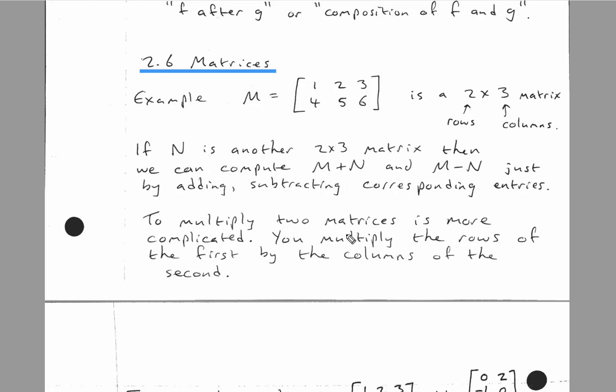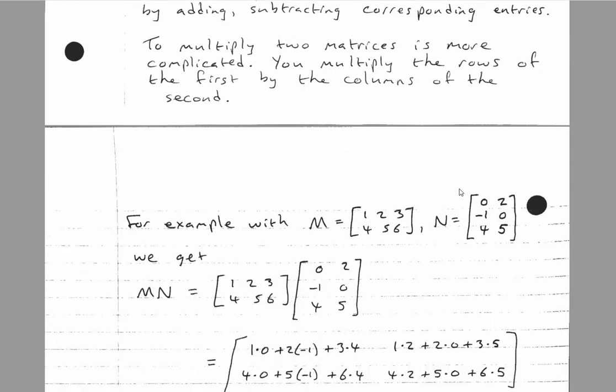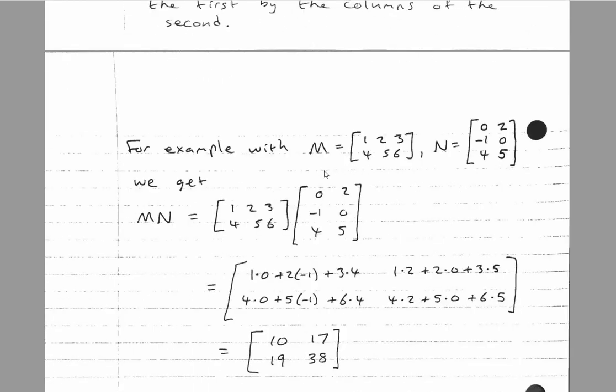But if you want to multiply 2 matrices, then that's a bit more complicated. So you're really multiplying rows of the first matrix by columns of the second matrix. Okay, so with that same m, but changing the n, here's n. Also, n is a 3 by 2 matrix. So we can multiply these together.